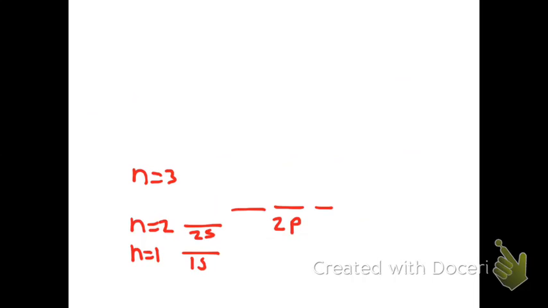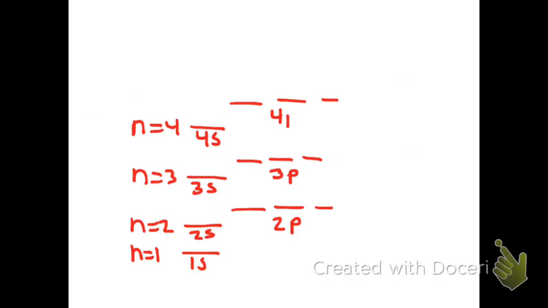Alright, so we have n equals 1. So we have the 1s. N equals 2. We have the 2s. And then we have 2 p's. And then we have n equals 3. We have the 3s. And then we have the 3 p's. And then we have the 4th energy shell, which gives us the 4s. And then we have the 4 p's. But the 3d's are kind of in between. In between, so 1, 2, 3, 4, 5. That would be the 3d's.